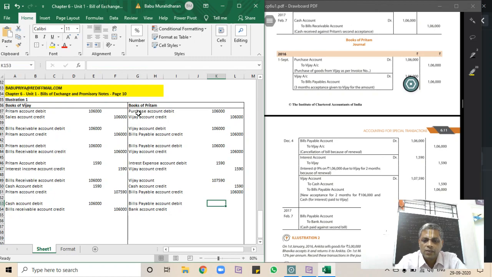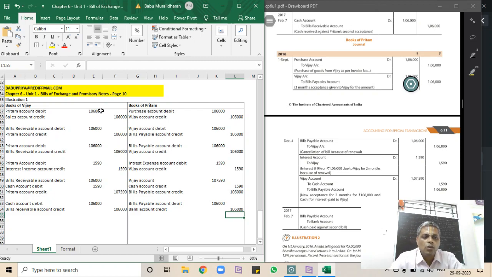So this is how the entries will tie up in both the books of Vijay as well as in Preetham. In the books of Vijay, Preetham is a customer, so the amount has to be recovered, so we are debiting bills receivable account. In the books of Preetham, the purchase is made from Vijay, who is a creditor, so we are taking it to the bills payable account. And the interest charged because of the bills not paid on due date is an interest income in the books of Vijay, and an interest expense in the case of Preetham. Right? Once the bills are settled, the bank account will be debited in the case of Vijay, and credited in the case of Preetham.